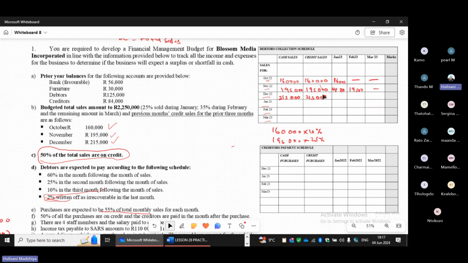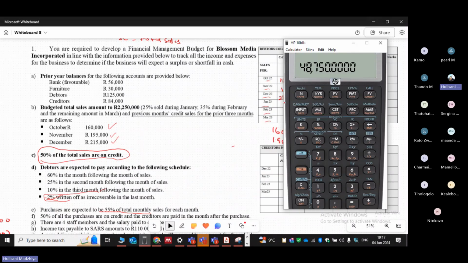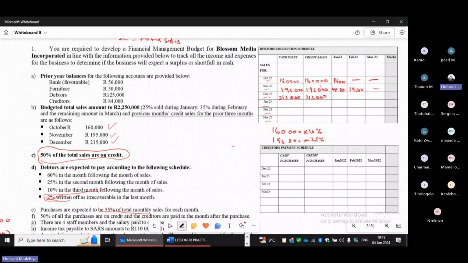On the December month, we've got credit sales of 215, of which 60% will be collected in the following month, which is January. So this is the first time we are collecting for the month following the month of sales. After this, we are going to apply that method that I showed you in class. So 215 multiplied by 60%, that's 129. So here you're going to have 129,000.